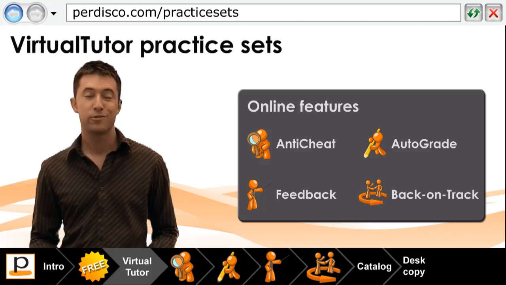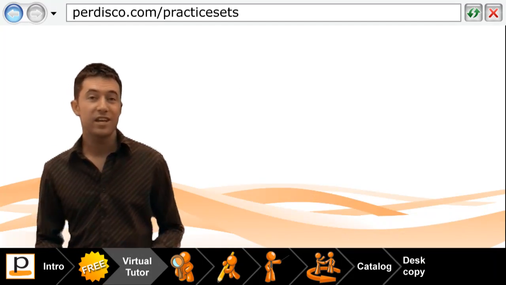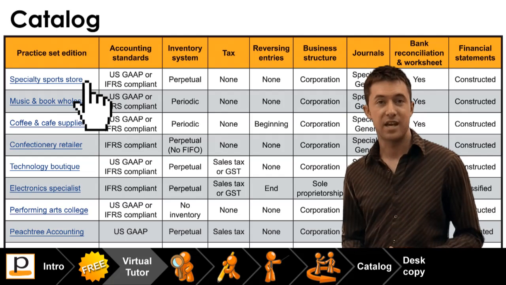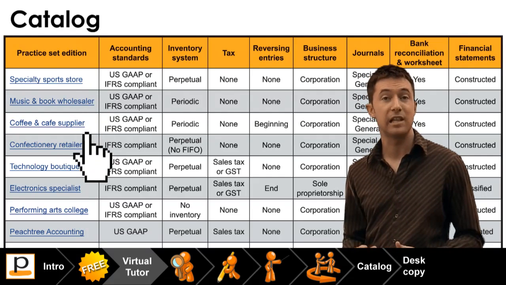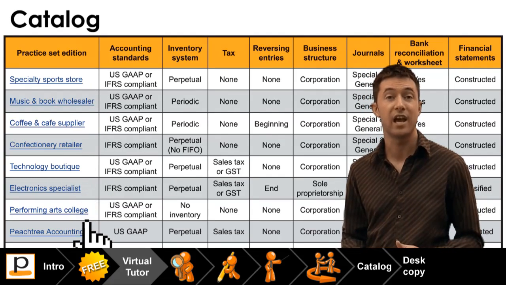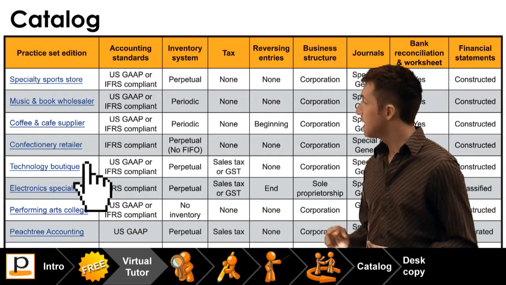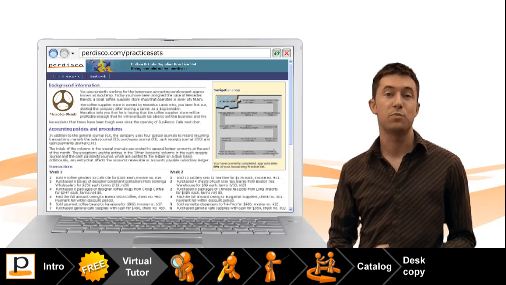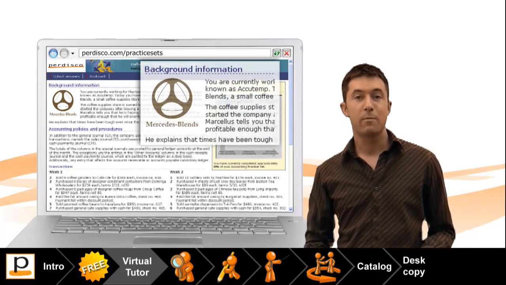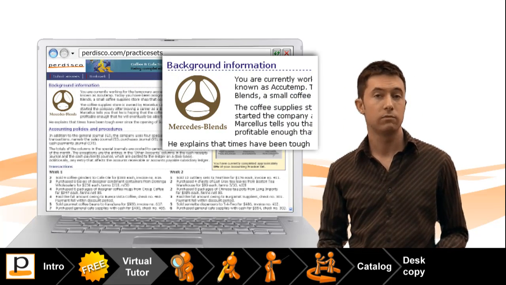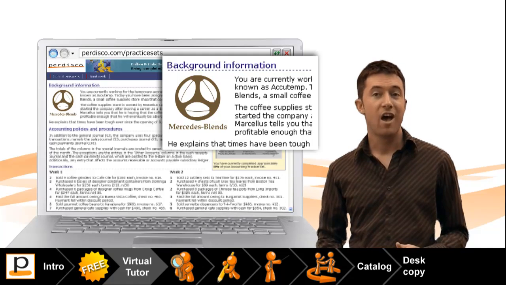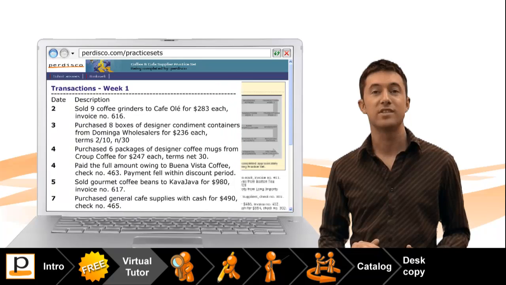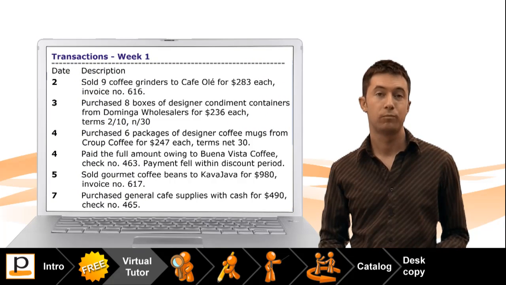I'll now take you through each of these features in the context of one of our virtual tutor practice sets. We have many editions available to suit the way you personally teach accounting. Let's take a look at the coffee and cafe supplier. Students commence each practice set with the background information about the company that has been assigned, for this student, Mercedes Blends, along with its accounting policies and procedures, and a list of the month's transactions broken into separate weeks.